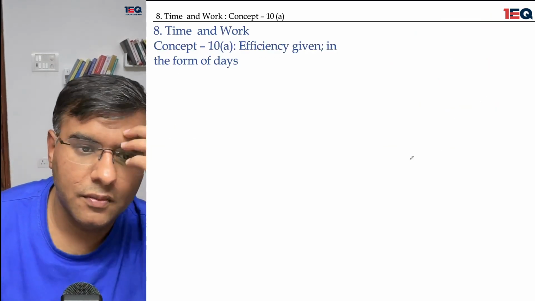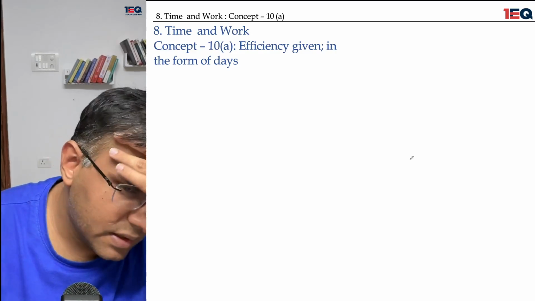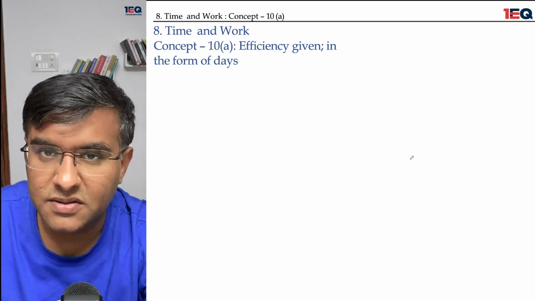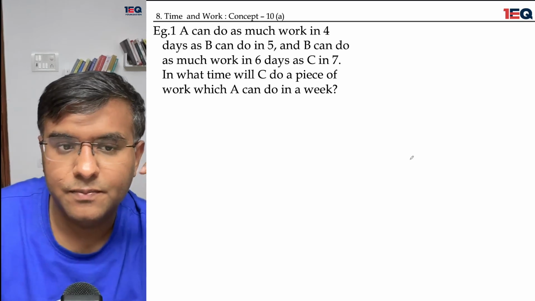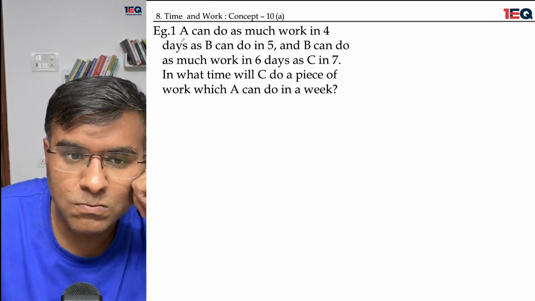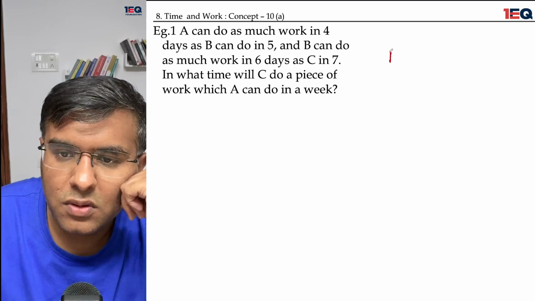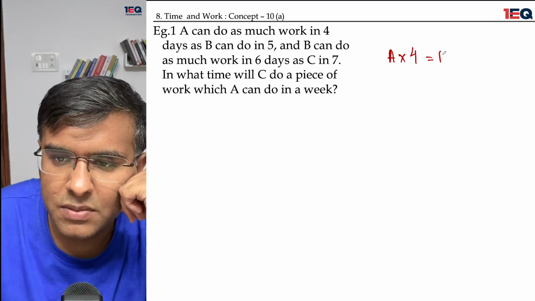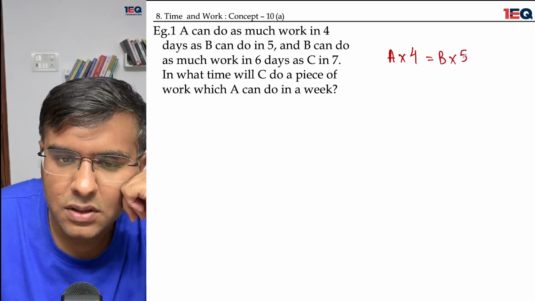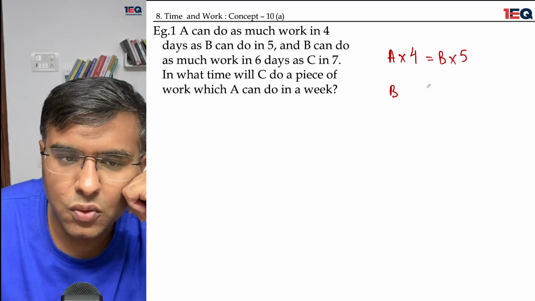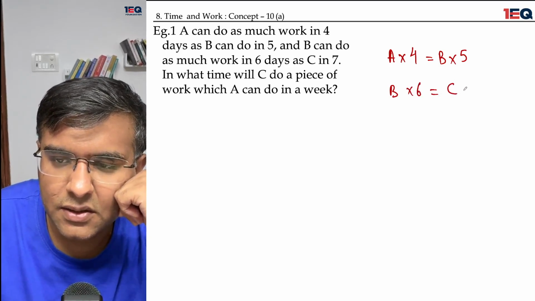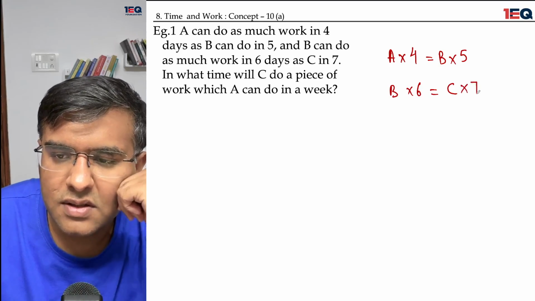Moving on. Now efficiency is given in the form of days. You need not worry about the concept that is written. Focus on the questions. A can do as much work in 4 days as B can do in 5 days, and B can do as much work in 6 days as C can do in 7 days.